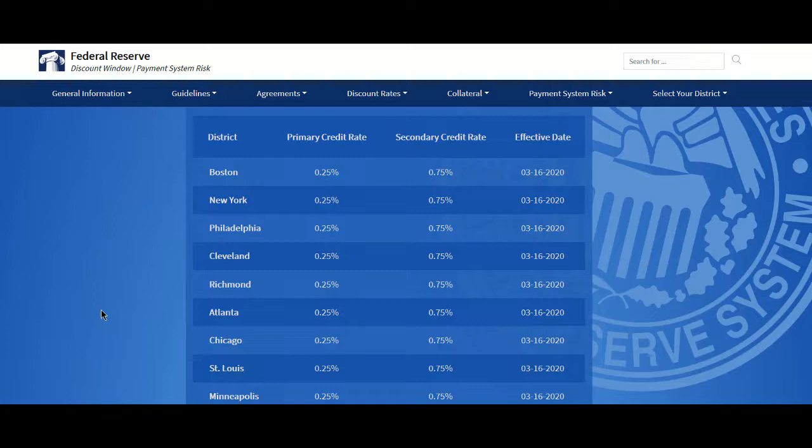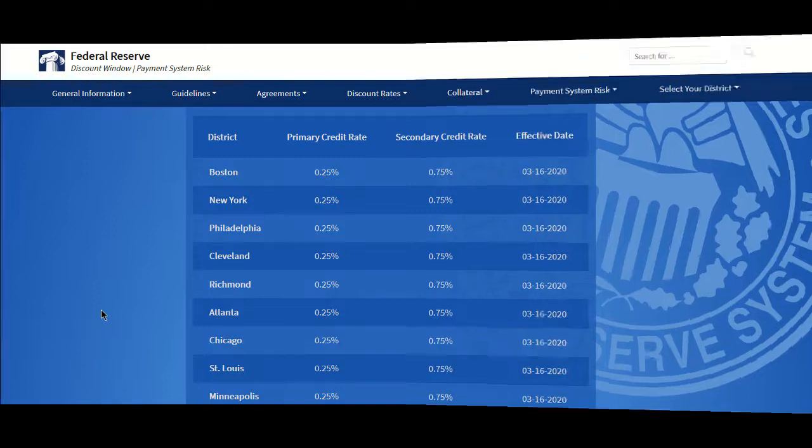The rates are all equal because the banks have coordinated amongst themselves, but it doesn't have to be that way. So keep in mind that the interest rates for the discount window is set by each of the Fed's regional banks. And there's only one discount window, New York. That's where the money flows.